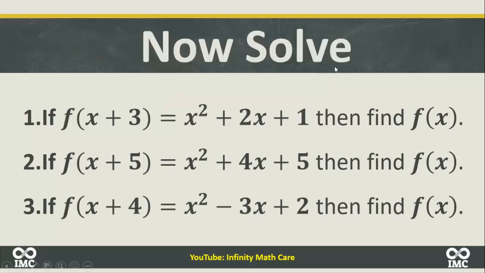If you understand this one properly, try to solve these three problems. First one, if f of x plus 3 equals x square plus 2x plus 1, then find out the value of f of x. If f of x plus 5 equals x square plus 4x plus 5, then find f of x. And if f of x plus 4 equals x square minus thrice x plus 2, then find f of x. I hope you can easily solve this one.